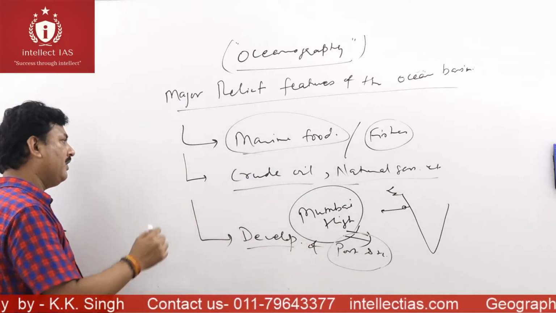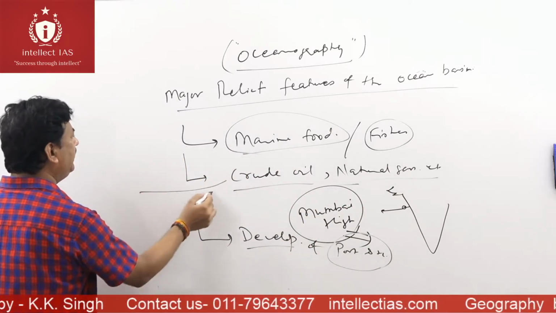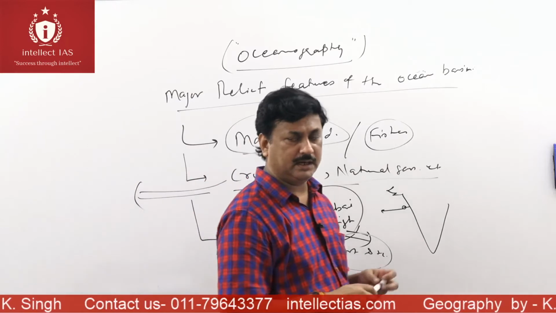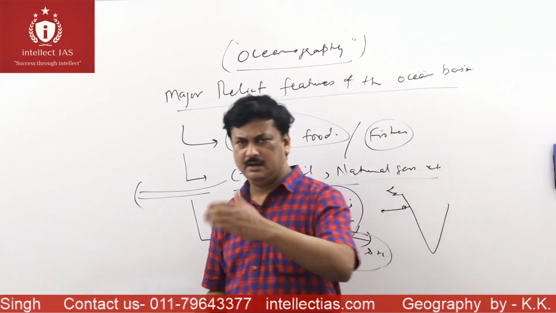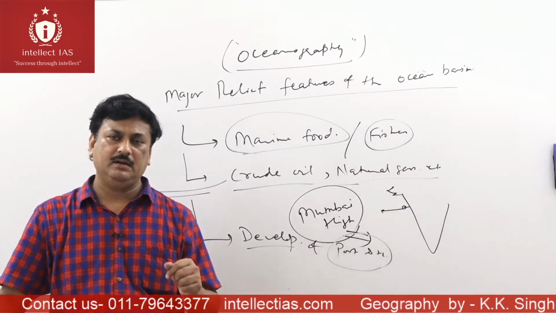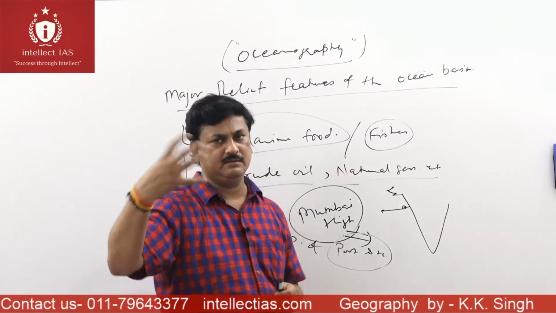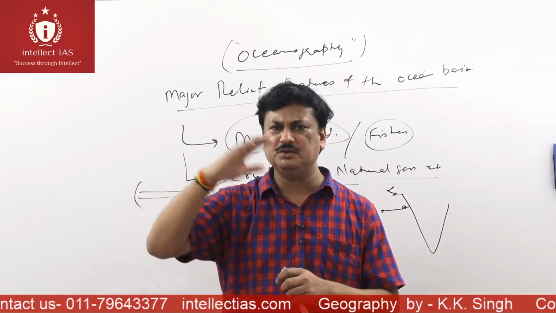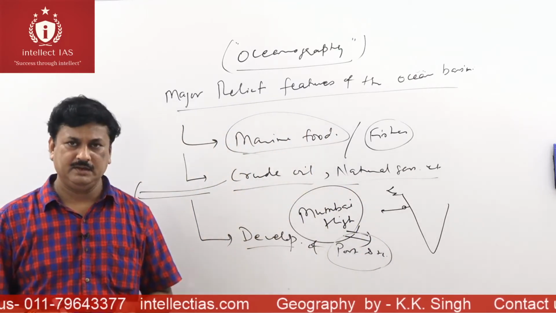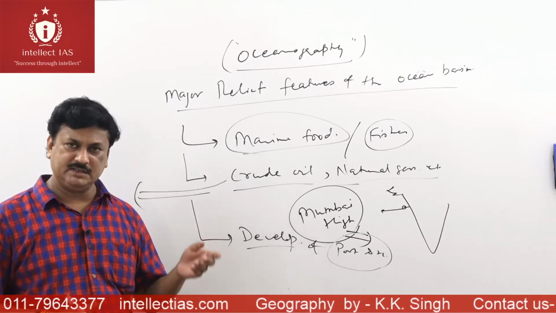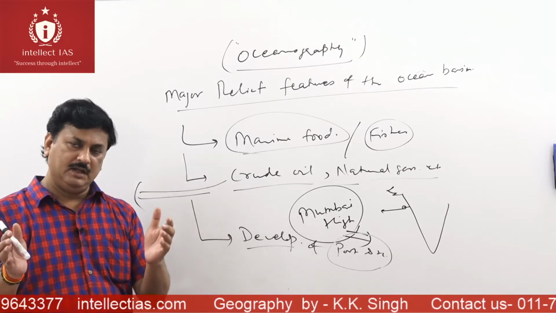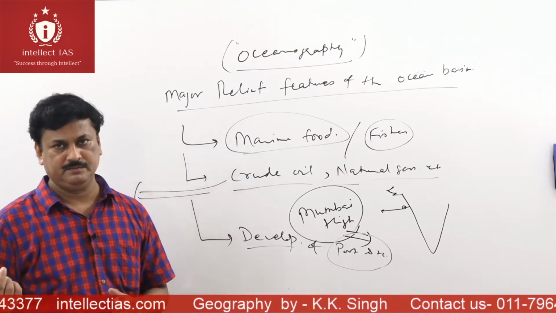From a recreational point of view, it is also very important because people travel here. People go to the beaches and surfing is done to recreate themselves. Surfing is done on the continental shelf only. So this is the most important part of the ocean for humans.